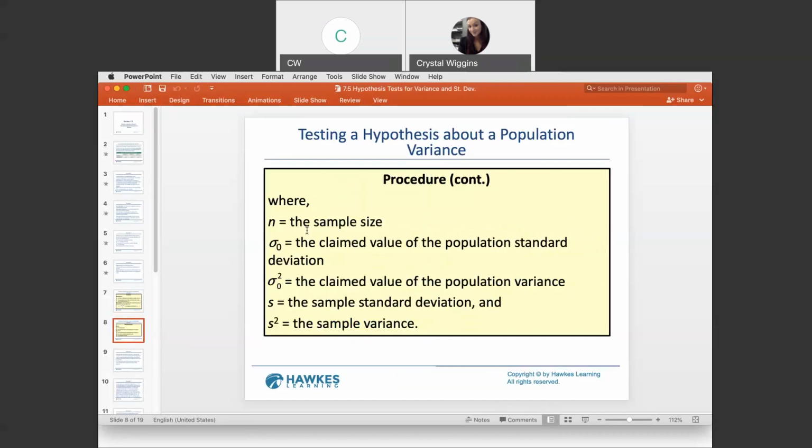Okay, n is the sample size. Sigma naught is the claimed value of the population standard deviation, so that would be in the null and alternative. Sigma squared is the claimed variance. s is the sample standard deviation, and s squared is the sample variance.